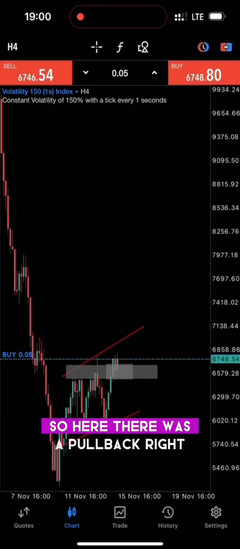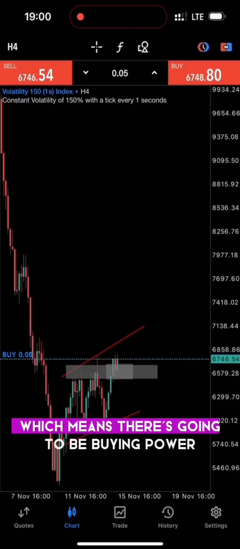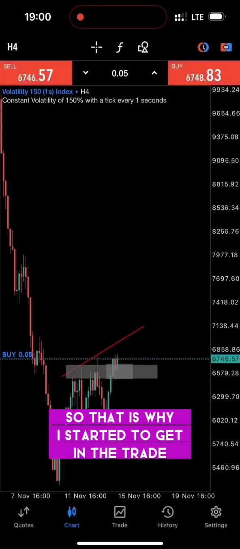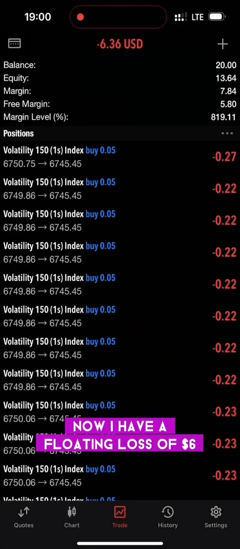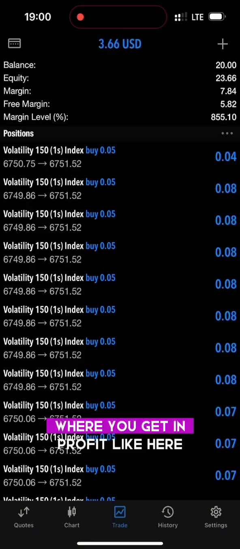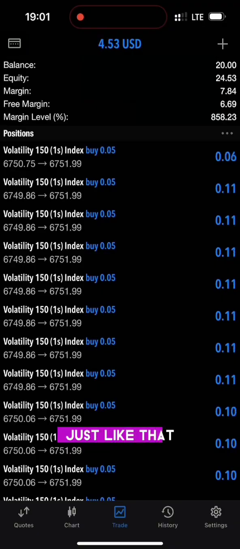So here there was a pullback, right? Which means there's going to be buying power. That is why I decided to get in the trade. Now I have a floating loss of $6, but it's okay. We will get in profit, like here, just like that.